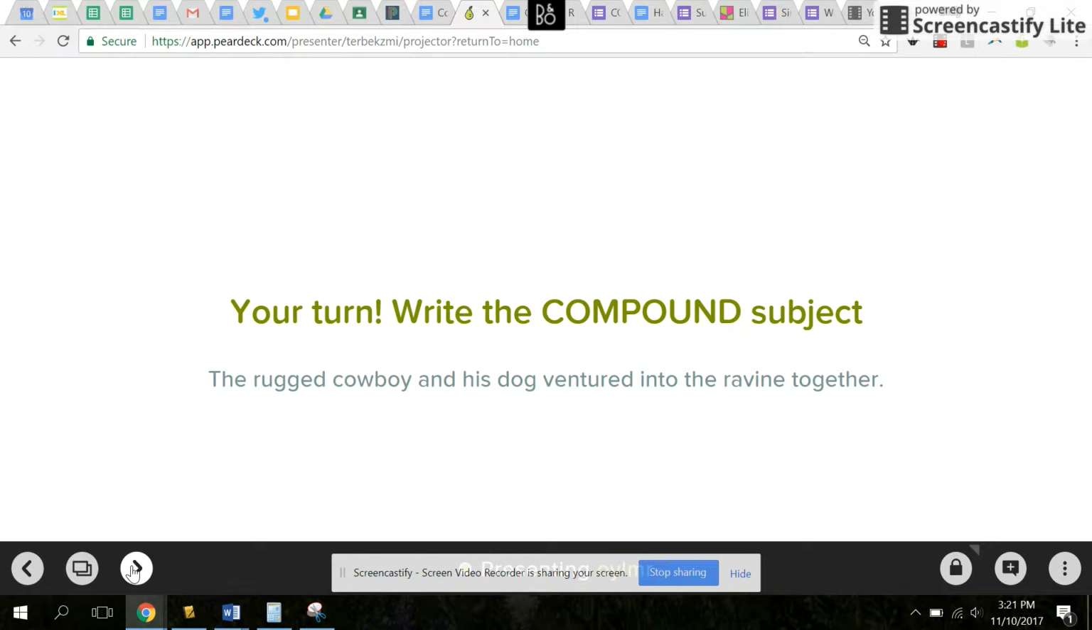All right, try this one out. The rugged cowboy and his dog ventured into the ravine together. So for this one, if you underlined the rugged cowboy and his dog, notice there is that conjunction there telling us there's two subjects. You were correct.